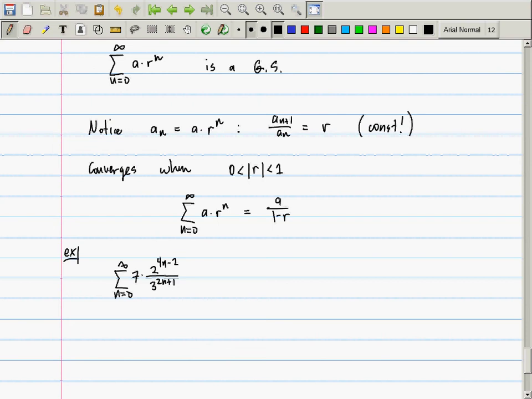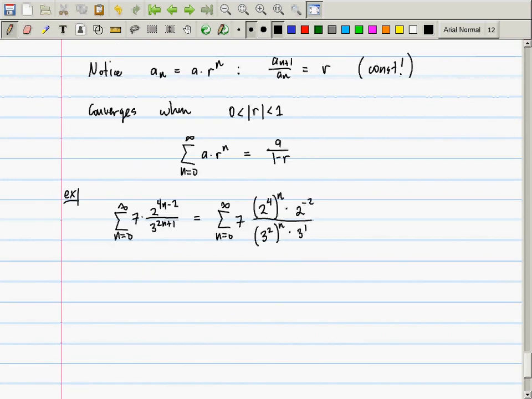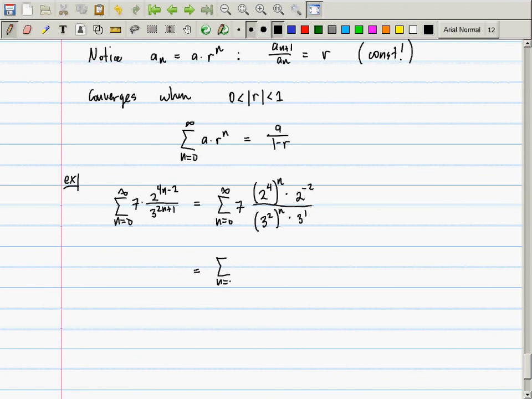So if you do this algebraic circus, hula hoop thing, then you can rewrite the numerator as 2 to the 4 to the n multiplied by 2 to the negative 2. So I factored the numerator in that way. And then the denominator can be factored as 3 to the 2 to the n multiplied by 3 to the 1. Just doing all kinds of arithmetic things here. So 0 to infinity. Now, this is division by 3, multiplication by 2 to the negative 2, so that's division by 4, so this is division by 12, so 7 twelfths.